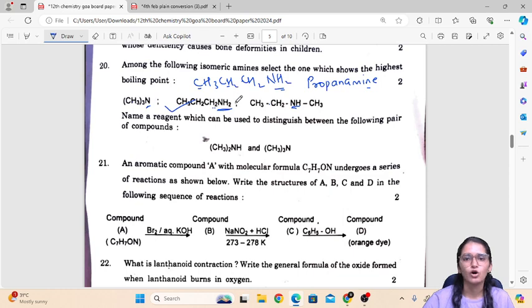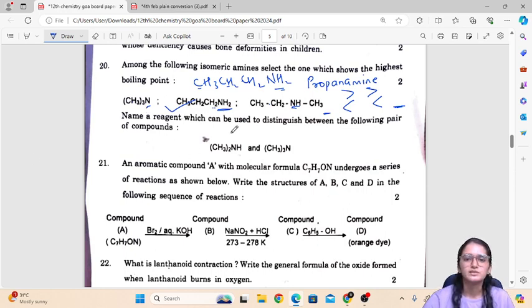If they ask for the order, then you have to arrange them in order, but here they have not asked; they have just asked which one shows the highest boiling point. That's why we are giving this as the answer. If it is increasing order, then you have to use these signs, and the one with the highest boiling point will come last, and the one with the lowest boiling point will come first. If it is decreasing order, then you show the order with these signs.